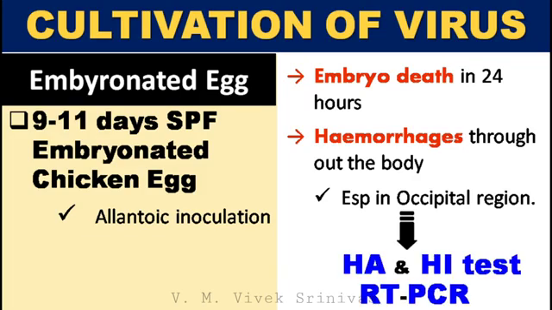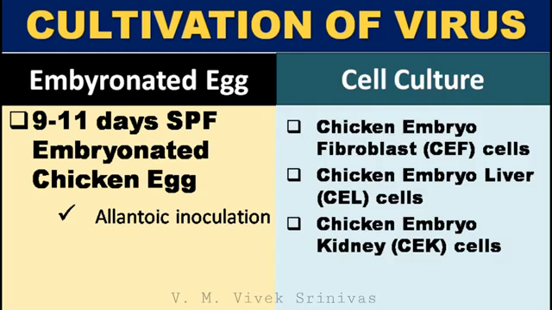Confirmation for the presence of Newcastle disease virus can be done by the hemagglutination test, hemagglutination inhibition test, and by reverse transcriptase PCR. The second method of cultivation of this virus is the cell culture system. Primary cell cultures of avian origin are the most suitable for cultivation. Here, chicken embryo fibroblast cells, chicken embryo liver cells, and chicken embryo kidney cells can be used.